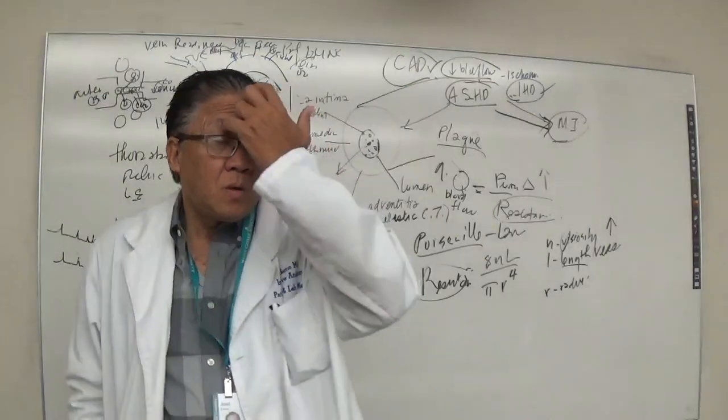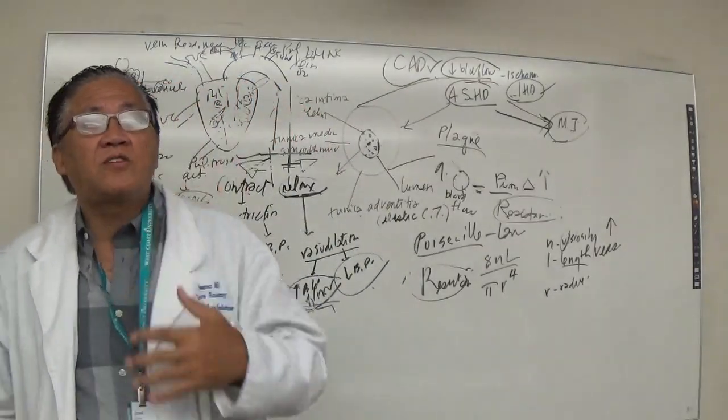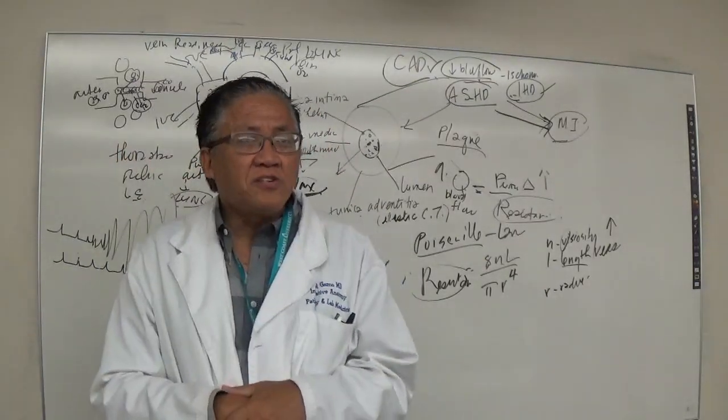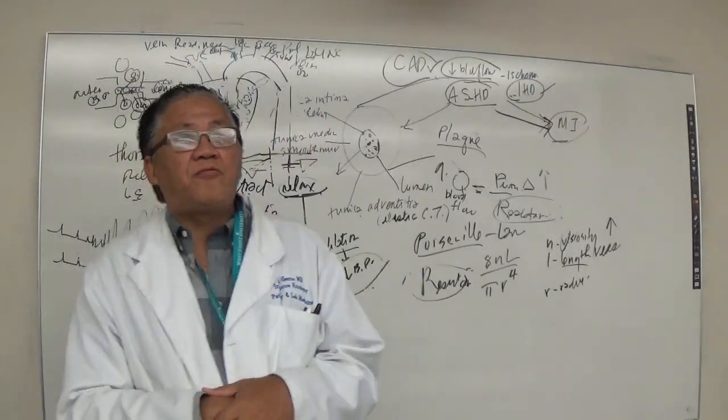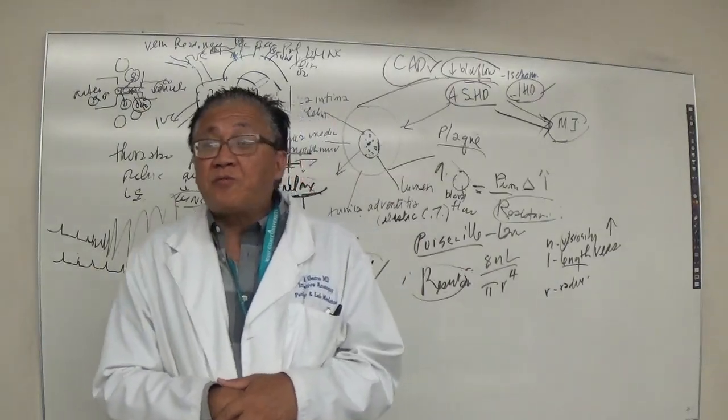Now, let's move on to the chapter on oxygen transport. It's about red blood cells, right? We talked about red blood cells in terms of their producer. What produces the red blood cells?